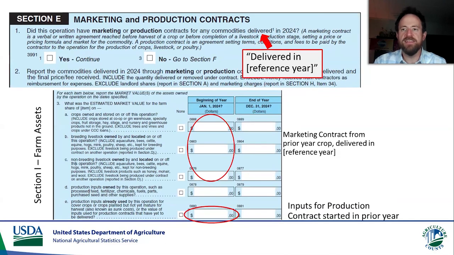Think back to previous sections where the cash sales column said for any year's production. It's the same case here. The operator could have a marketing contract for a previous year's commodity. If it was delivered in our reference year, then it belongs in the marketing and production contracts. And you should also record beginning of year asset value and farm assets for that commodity.